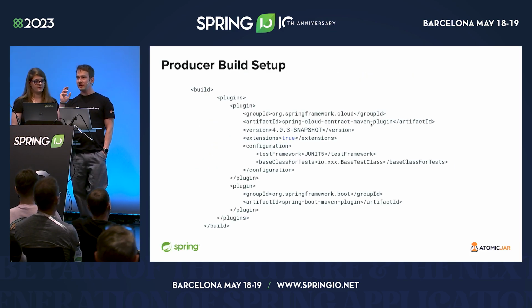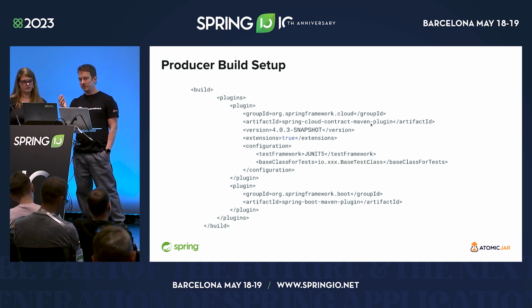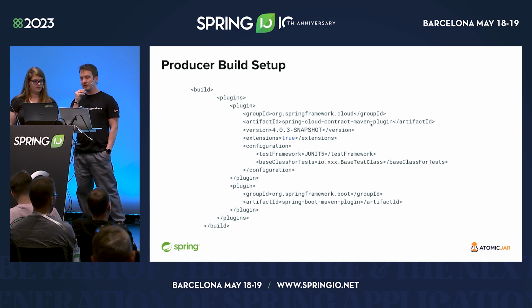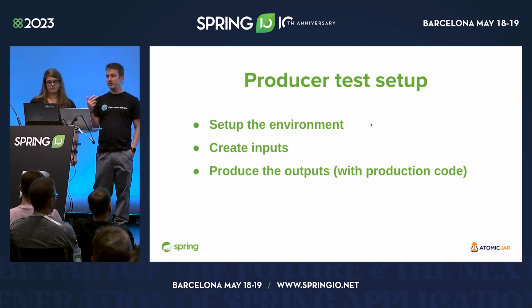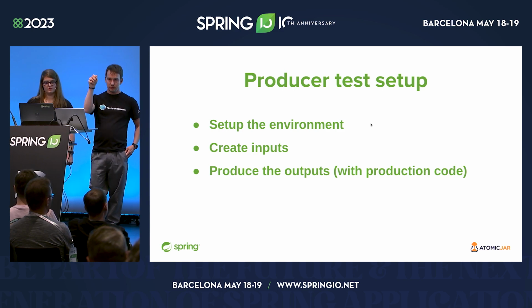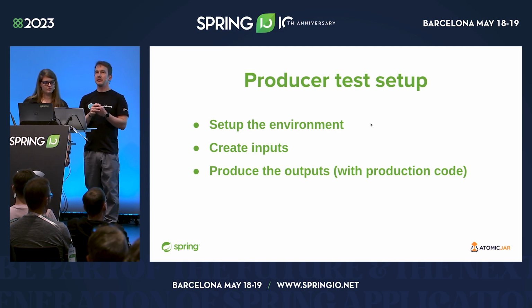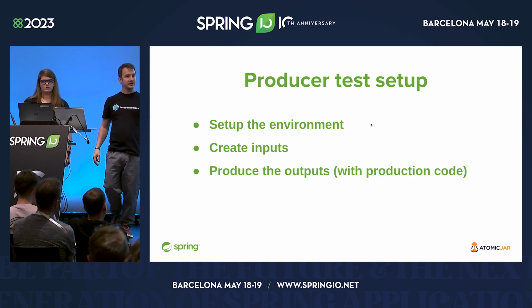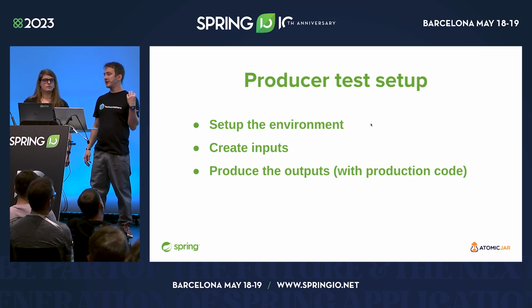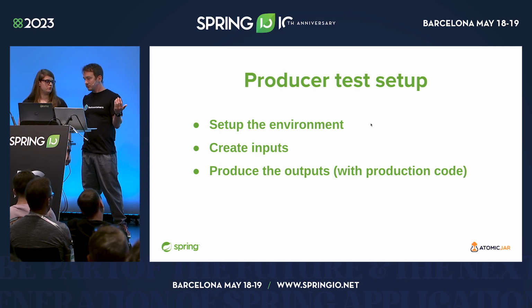Right. So to summarize, let me go back for a second. You need to add your build plugin into your build tool to configure that you want to generate the tests, and you need to configure the base class, which will do the following things. It will set up the environment, your broker, for example. It will create the inputs to poke the producer, and it will not verify the outputs, it will provide the plumbing to understand how to get the outputs out of the producer, to verify them automatically against the contract. The framework will verify the outputs, which we'll see in a second.